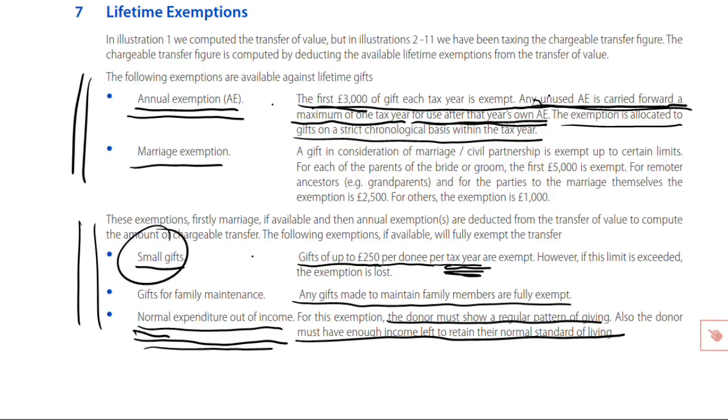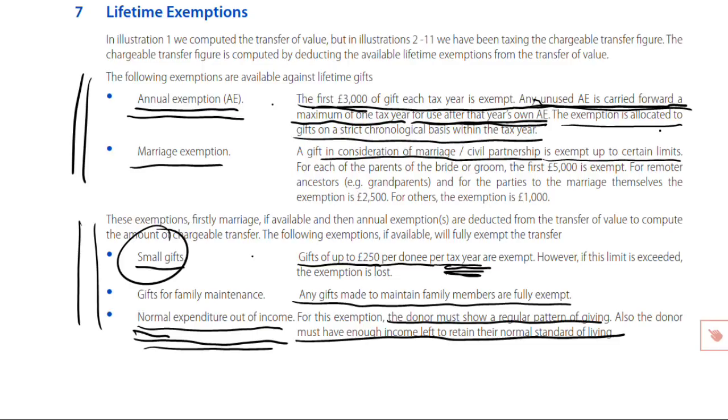And then the marriage exemption. Now this one is very specific, quite obviously. An annual exemption will go against any transfer of value that would otherwise be chargeable, whether it's a PET or a CLT, and will be applied on a strictly chronological basis within the tax year. Clearly this one is very specific. It is a gift, of course, in consideration of marriage, and whenever we talk about marriage, it is equally applicable to civil partnerships. A gift in consideration of marriage or civil partnership is exempt up to certain limits.